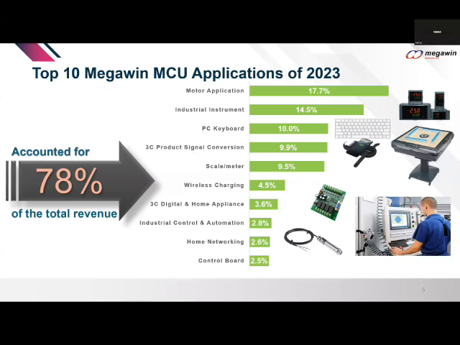And the top 10 of the Megawin MCU applications last year were the motor applications, industrial instrument, the PC keyboard, and some of the 3C products, signal conversion, the scaler, the meter, and wireless charging. Okay, so these are the major applications that our customers are using our MCU for in their systems.